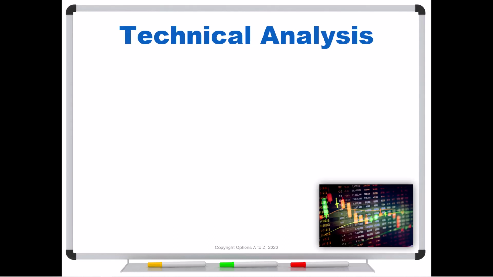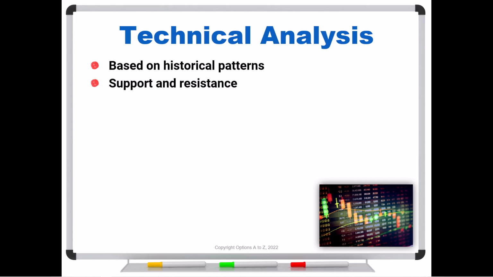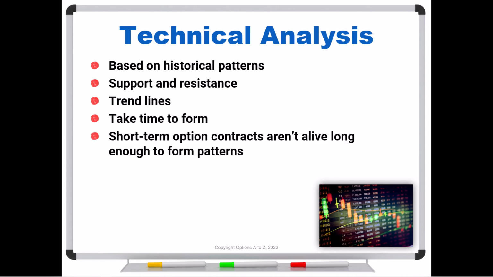So the whole basis for technical analysis is that it's based on historical patterns. And so yes, we want to see very long periods of history. We're going to look for things like support and resistance. We could look for trend lines, but again, they take time to form. Well, if you're trying to chart a short-term option, these contracts aren't alive long enough to form patterns. If you've got a 30-day option, in 30 days, that entire history is gone forever. If it's a 90-day option, you're going to have 90 days of patterns, and that's it, and then it all gets erased. See, that's not true for a stock.